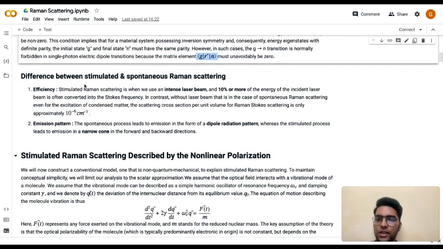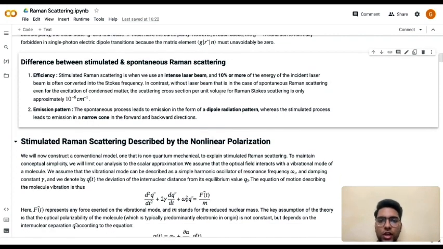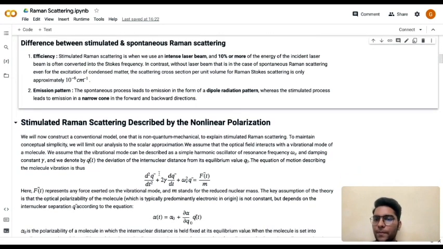Now we will have a look at the differences between stimulated and spontaneous Raman scattering. Firstly, we'll differentiate on the basis of efficiency. In stimulated Raman scattering, we use an intense laser beam, and 10 or more percent of the energy of the incident laser is converted to the Stokes frequency. Without a laser beam, in the case of spontaneous Raman scattering, even for the excitation of condensed matter, the scattering cross section per unit volume for Stokes scattering is only approximately 10 raised to the power minus 6.